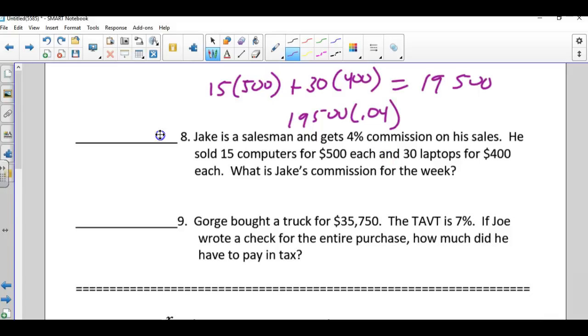And when we do that, that gives us $780. He gets $780 of his total sales. Okay, that was his total sales, and then he gets 4% of his total sales. All right.